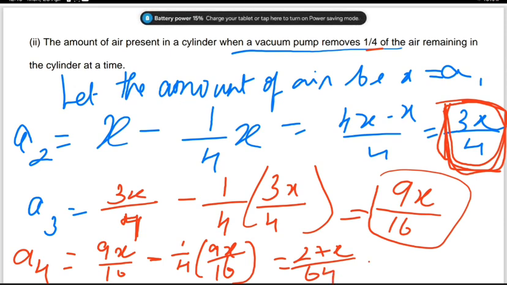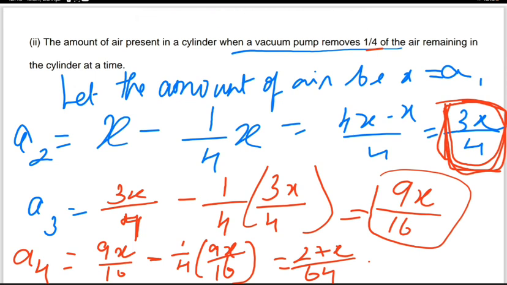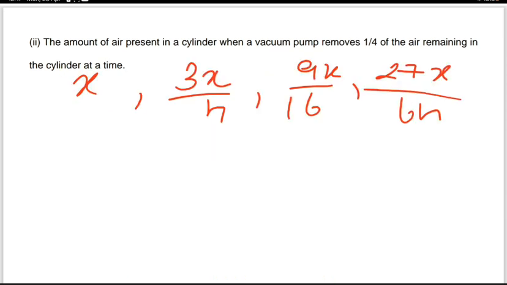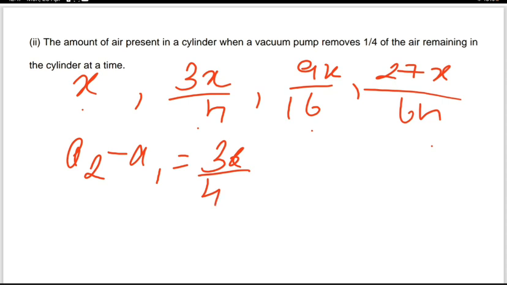To find an AP, we need just four terms. If we find the first four terms, it is enough to conclude whether it is an AP or not. So this is our AP: x is the first term, 3x by 4 is the second term, 9x by 16 is the third term, and 27x by 64 is the fourth term. To find whether it is an AP, we should find the common difference, that is a2 minus a1, that is 3x by 4 minus x, which if we simplify we get minus x by 4 units.